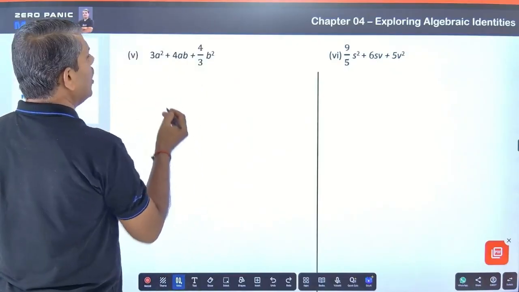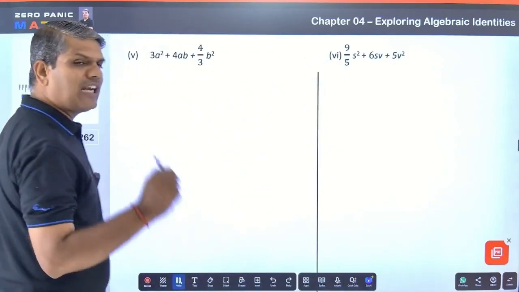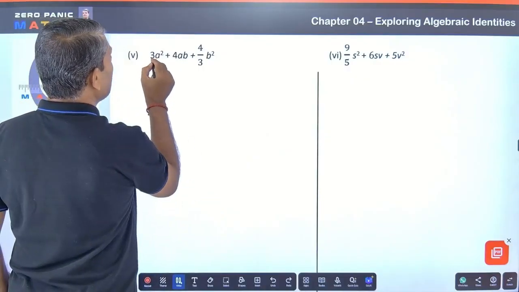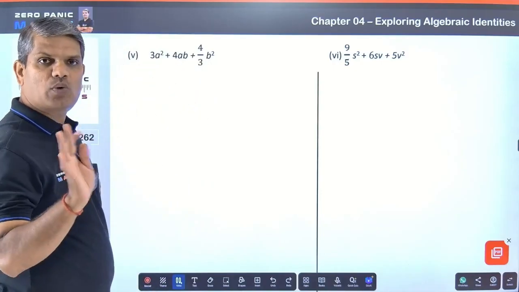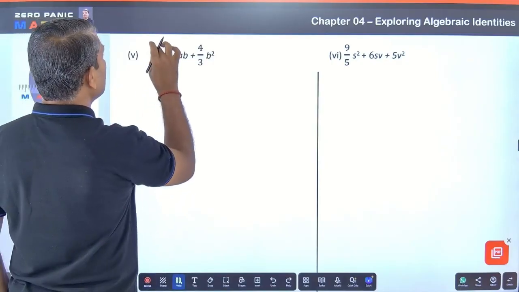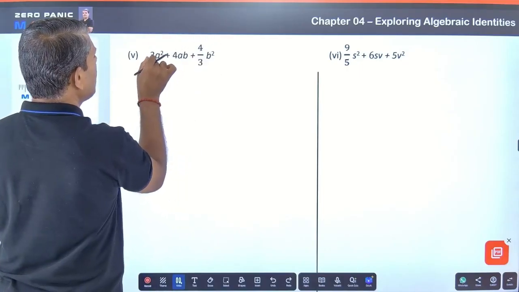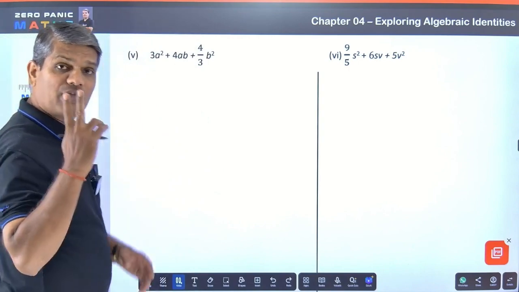Let us see that. Okay, now problems number 5 and 6 are a little bit different, because you see that 3 here and 4 by 3 here are not perfect squares. 3 is not a square of any number. Okay, so we have to first convert the first term and the last term, or you can say the coefficient of a square and the coefficient of b square, into two perfect squares.